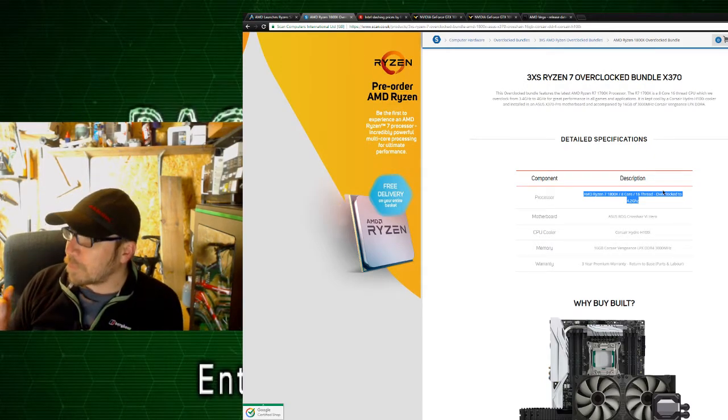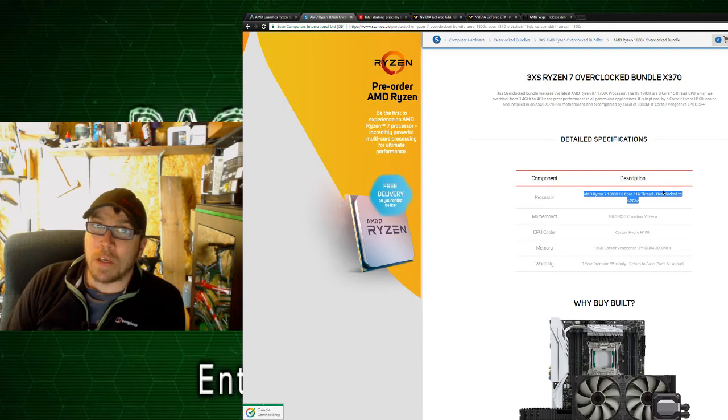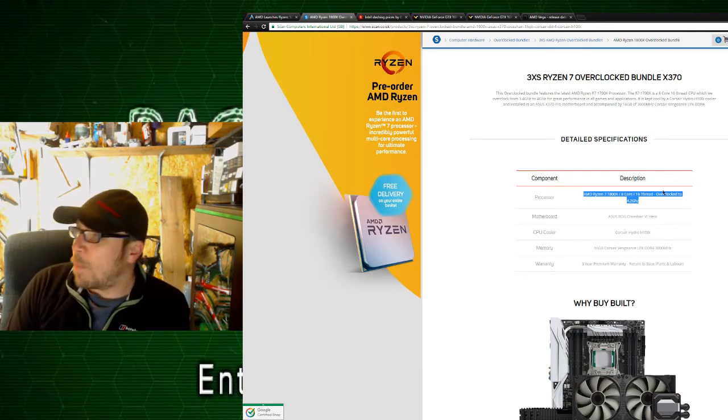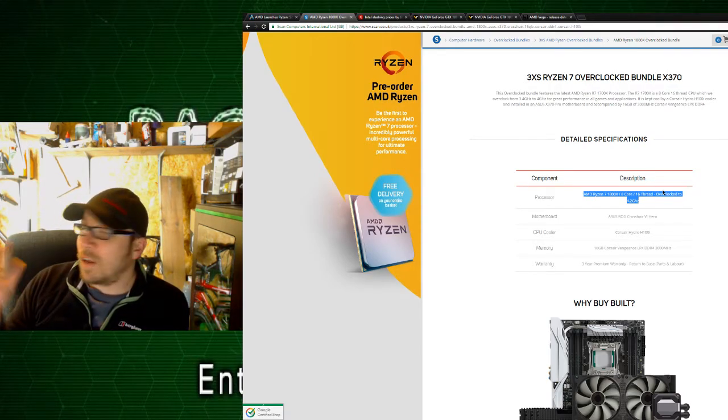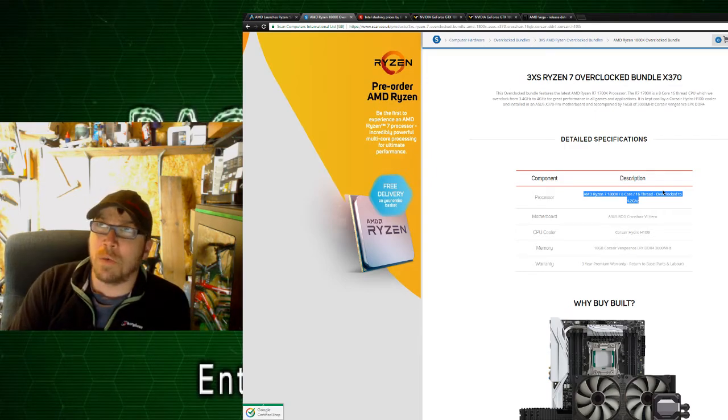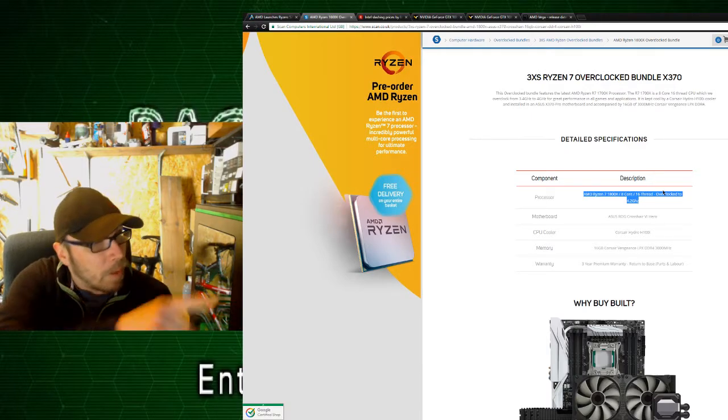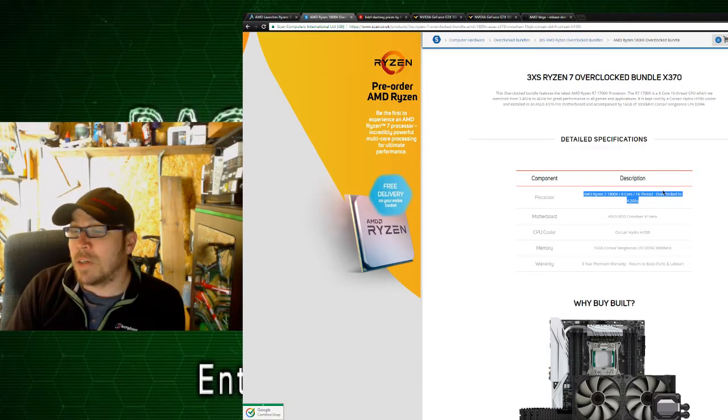Now, normally I would be concerned about this, but having nothing against Scan, I think Scan are actually one of the better kind of companies out there. I've bought stuff from Scan. In fact, I bought my motherboard and chip from Scan, my 6800K.